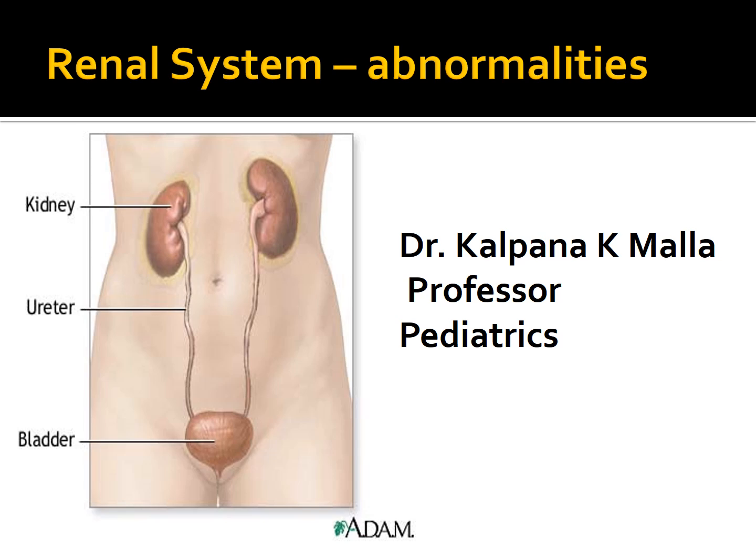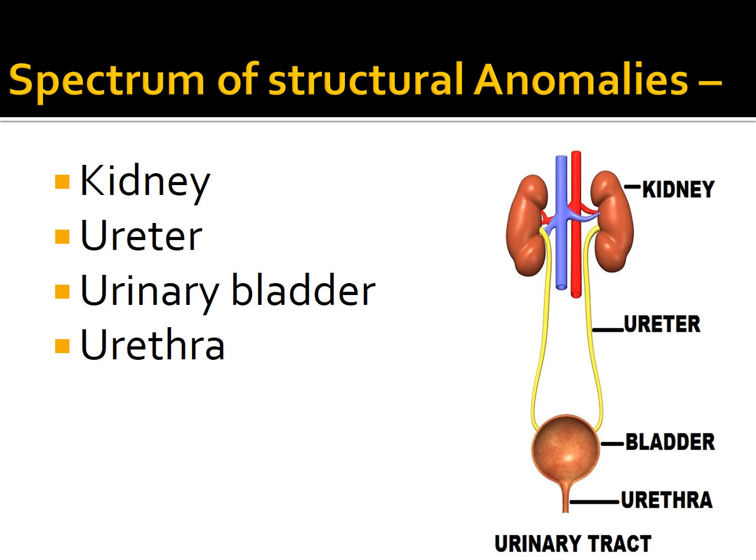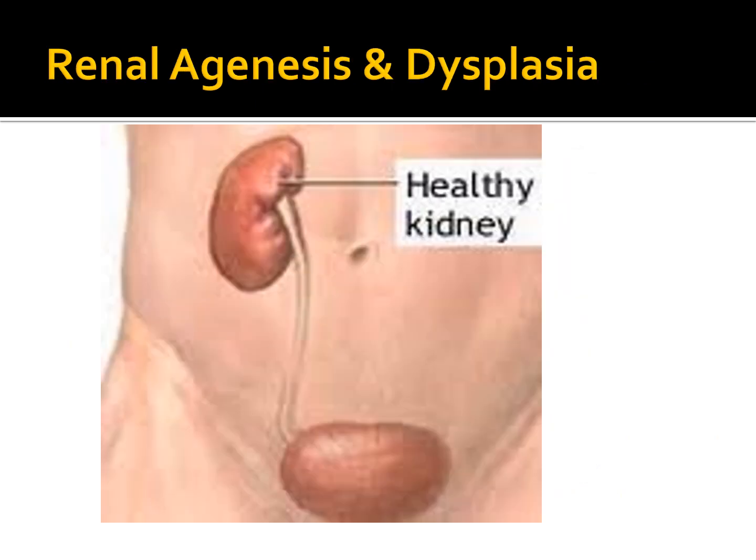Hello, today's topic will be on renal system abnormalities, that is anatomical abnormalities occurring in the renal system. So a spectrum of structural abnormalities of the kidney, ureter, urinary bladder, and urethra will be discussed in this, starting with renal agenesis and dysplasia. Agenesis is total absence of the structure and dysplasia is the abnormal development.